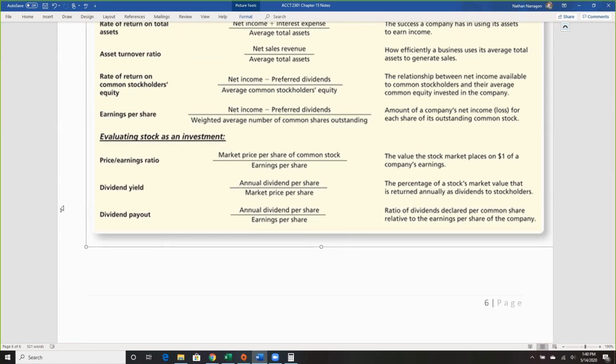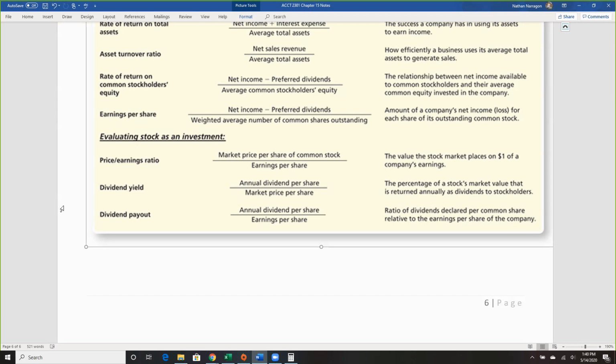We have the dividend yield, which is the annual dividend per share divided by the market price, which basically says this is the percentage of the stock's market value that is returned annually as dividends. Which of course you do want. You want to know how much we should actually receive annually.